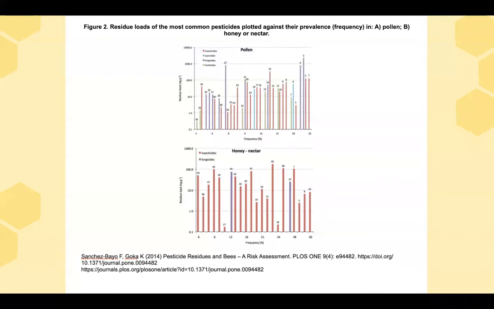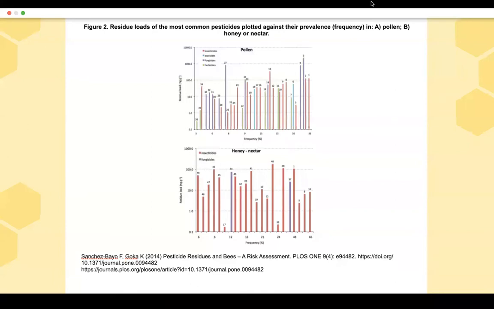In this figure, we have graphs of the residue of the most common pesticides and their prevalence in honey and nectar. In the first graph, we see that insecticides and fungicides are at the highest levels of residue loads in pollen, and that their frequency can be very high. In the bottom graph, we can see that insecticides and fungicides are very commonly found in honey and nectar, but insecticides are the majority of what is found, and their frequency can also be up to 65%.